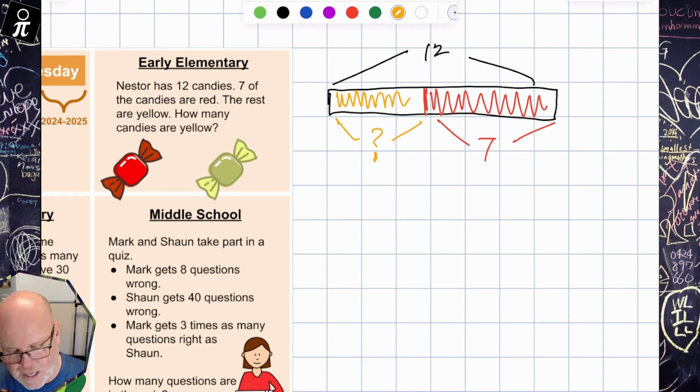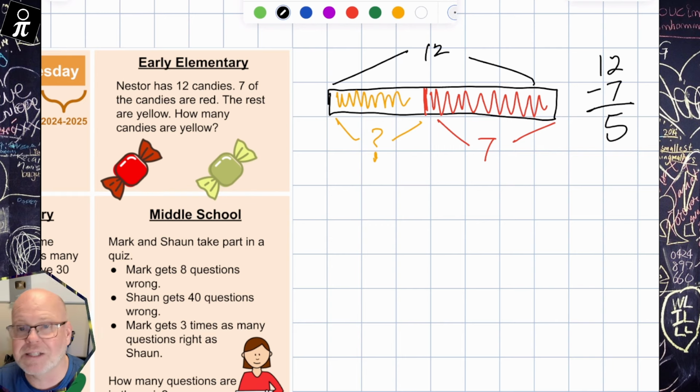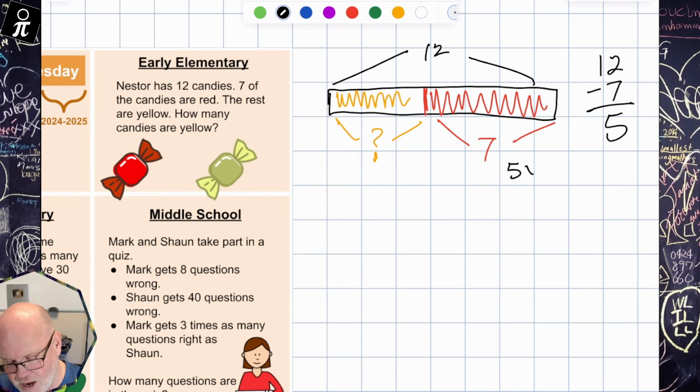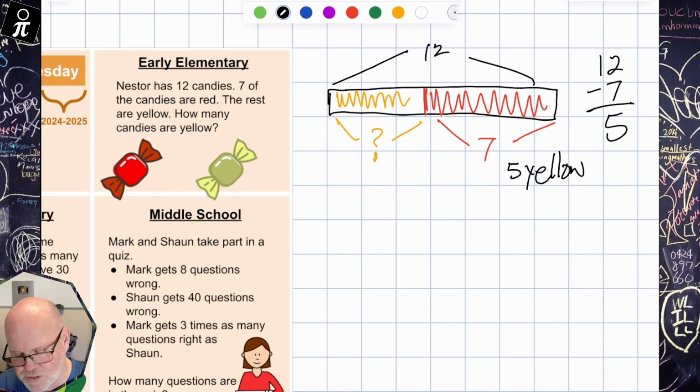What are we going to do to get the answer? Oh, we're probably going to do something along the lines of 12 minus 7 is 5. So we have 5 yellows for Nestor.